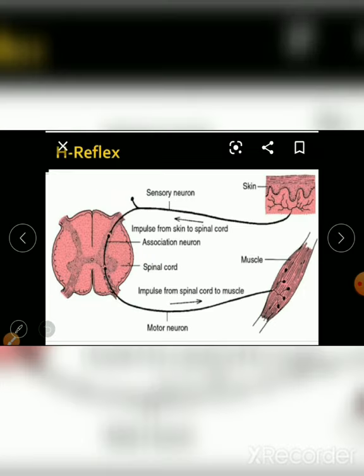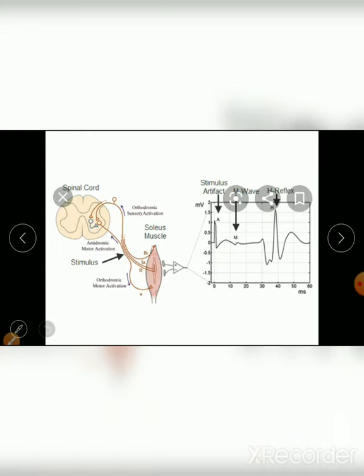So here in the diagram, here are the skin and the muscles. Sensory neurons go into the spinal cord, and from the spinal cord via the motor neuron, the impulse from the spinal cord to the muscles is present. So if any injury occurs in the ventral or dorsal rami of the spinal cord, the H reflex is abnormal. This is the graph of the H reflex in this diagram.